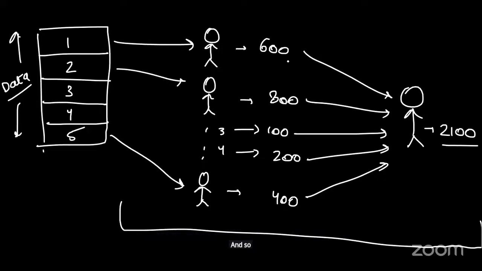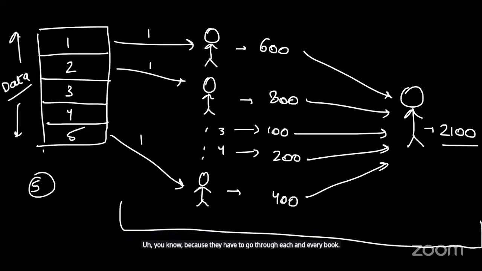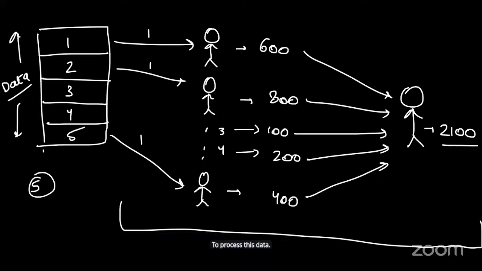And so the time, let's say they were all able to complete it in 1 hour, right? So for a single person, it would have taken obviously more than 5 hours, because they have to go through each and every book at once, right? Cannot do it in parallel. So it breaks the data into smaller pieces and uses a team of computers, right? So here we had a team of humans, but within Spark, we have a team of computers to process this data, all right, in parallel.